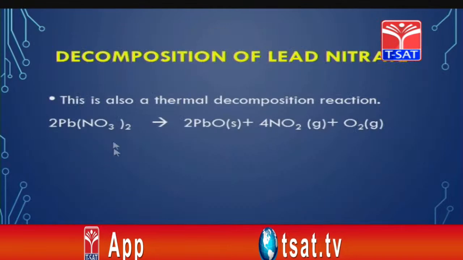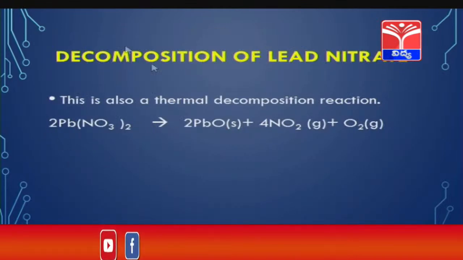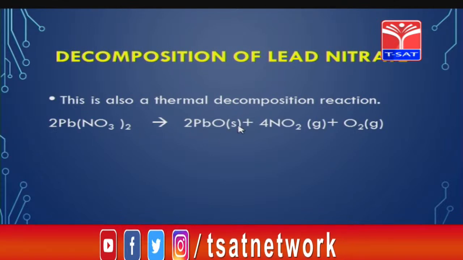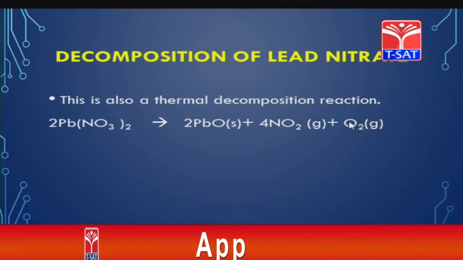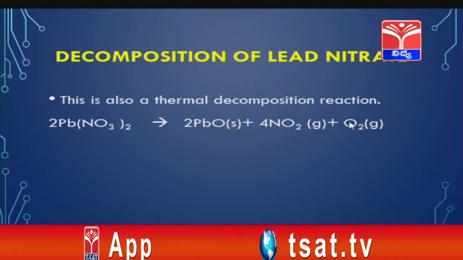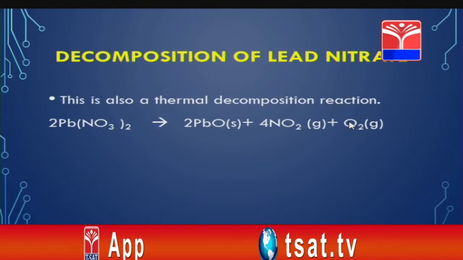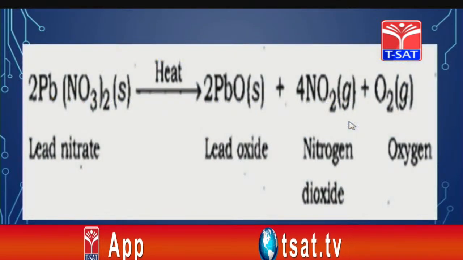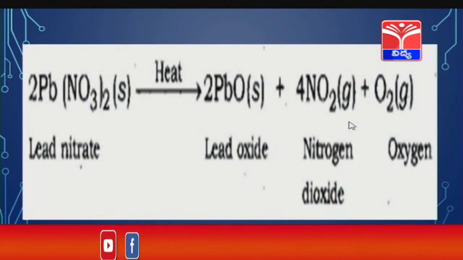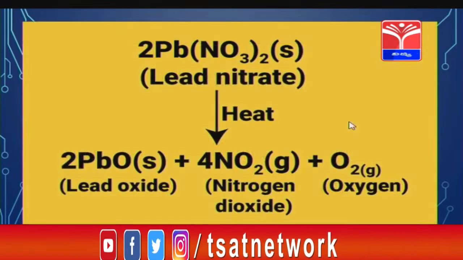Here, one single reactant, that is lead nitrate, on heating gives three new products: lead oxide in the solid state, nitrogen dioxide in the gaseous state, and oxygen in the gaseous state. So, one single reactant has decomposed into three new products. Children, this is the molecular formula: lead nitrate on heating gives lead oxide, nitrogen dioxide and oxygen. You have to represent the equation properly.